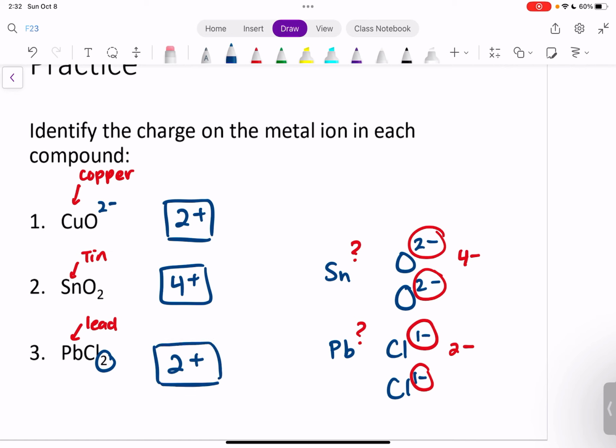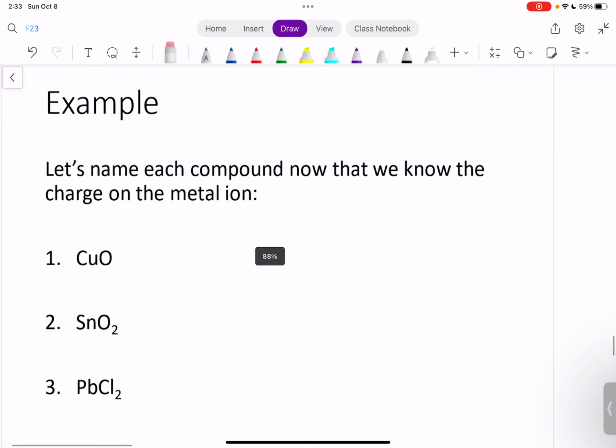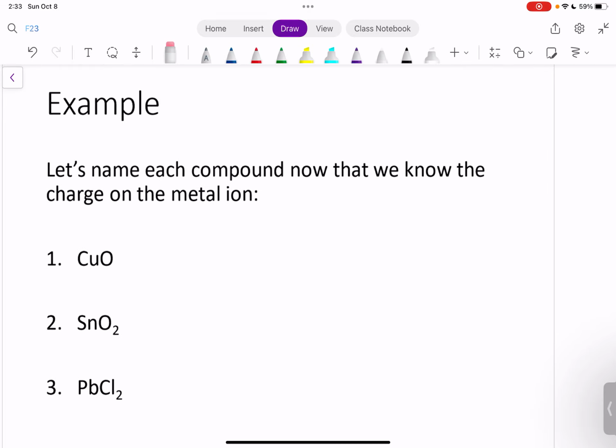So you're kind of working backwards. Which charge do I know? Which one's not ever going to change, right? And then work backwards to figure out what the charge on your transition metal might be. All right, now for transition metals, they have a special naming system, and it is a little bit kind of annoying to get used to, but after a while it does become second nature.